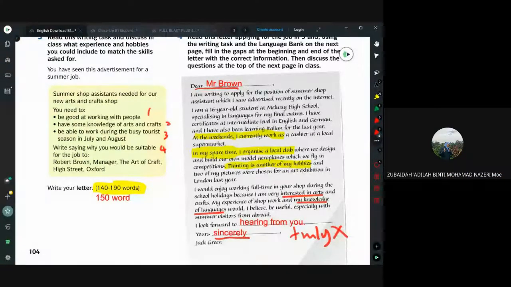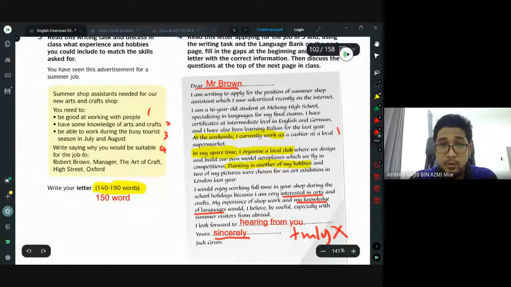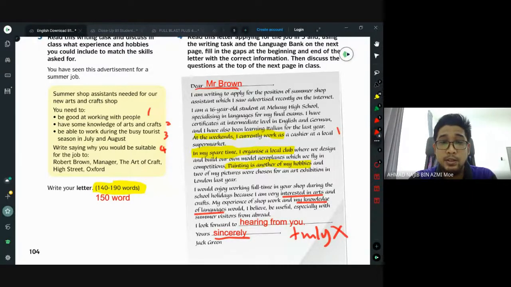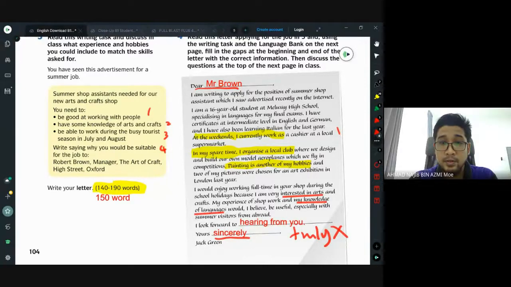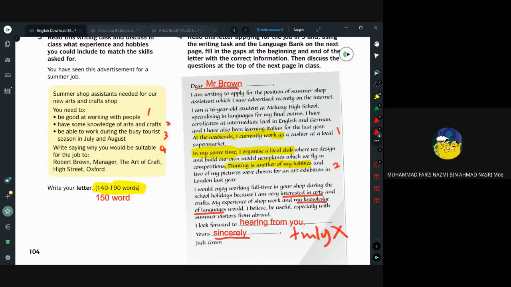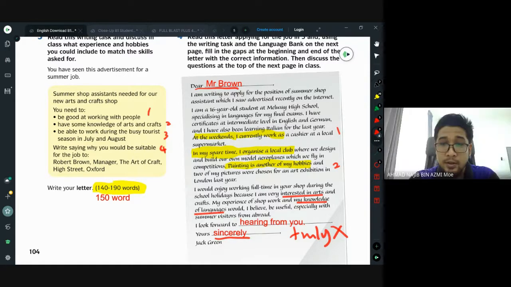Work as a cashier. Right. So this is number 1. Knowledge of arts and craft. Painting. Right. Painting and also model aeroplane. This is also about craft, right? So this is number 2 here. Able to work during the busy tourist season. Full time. Right. Okay, and full time.